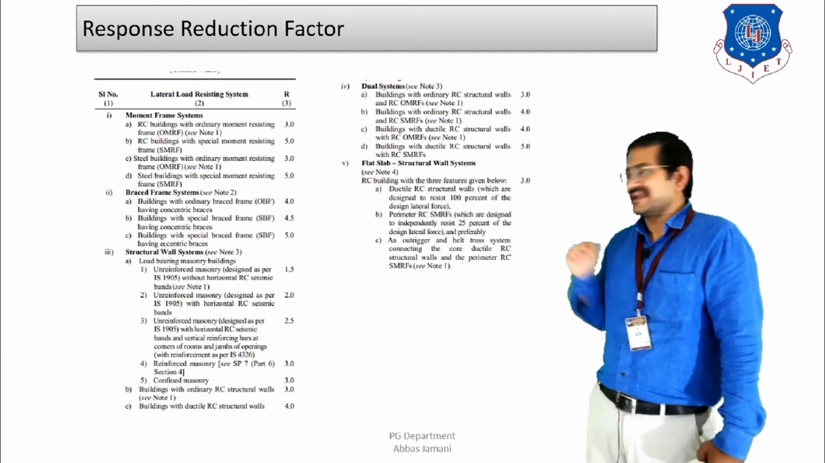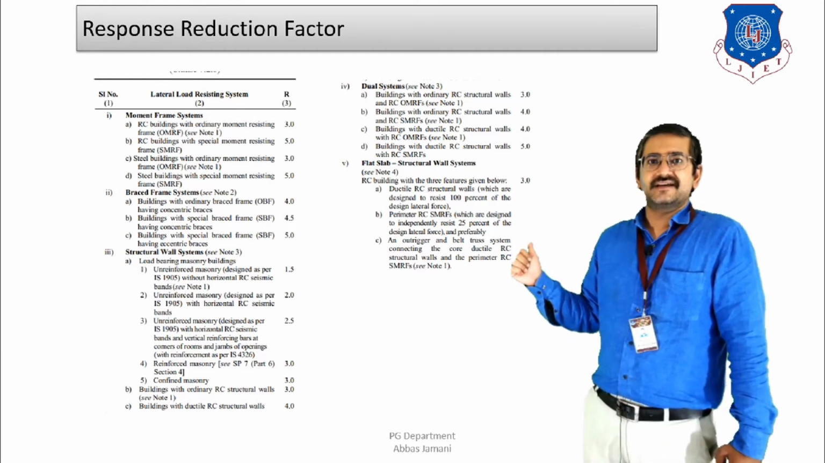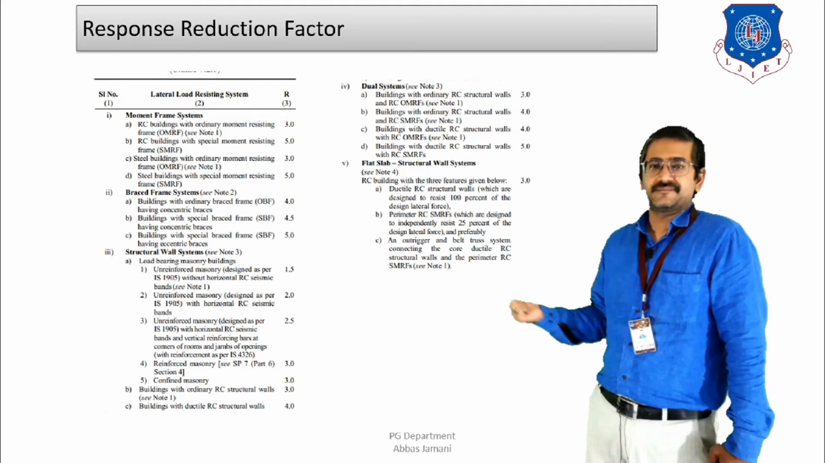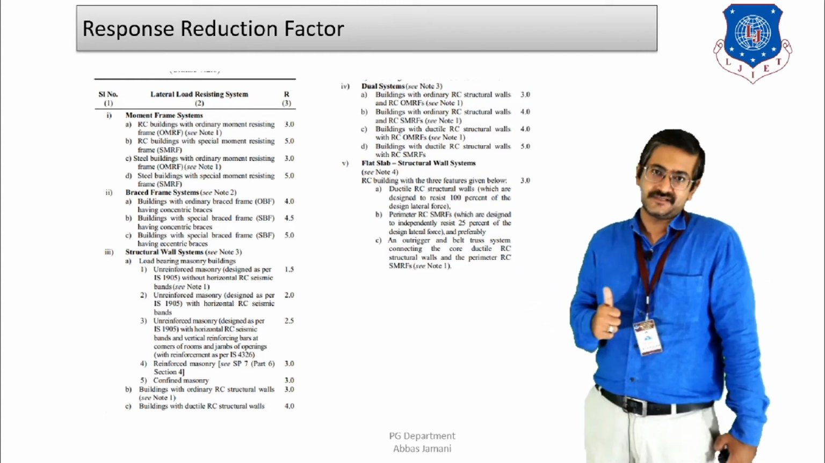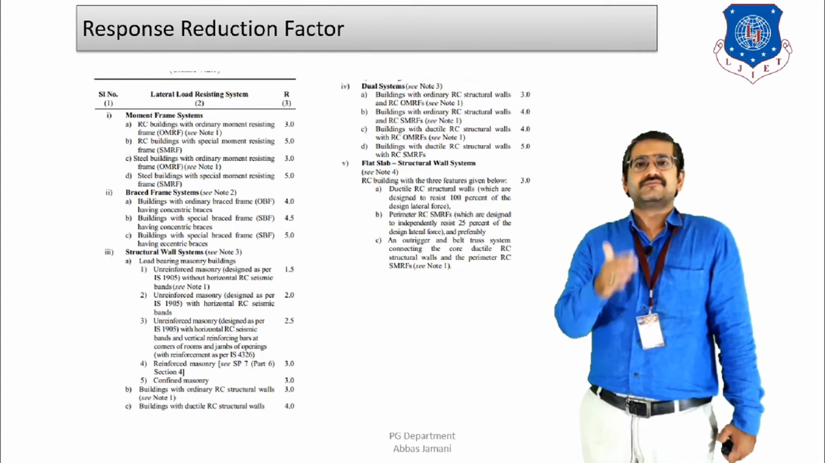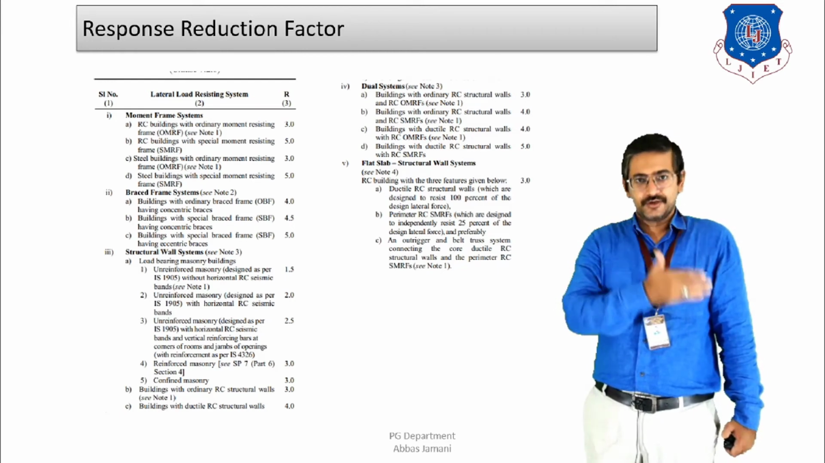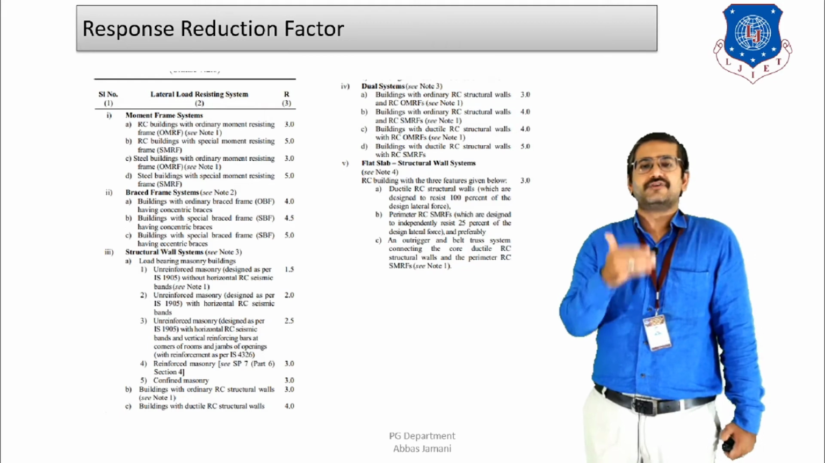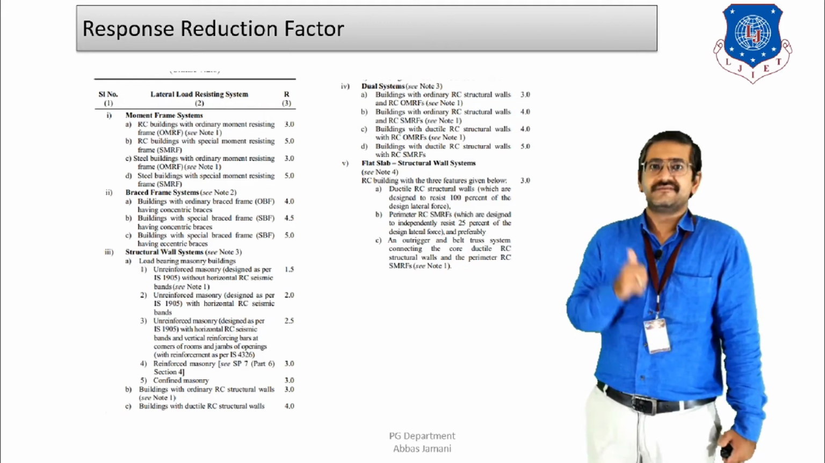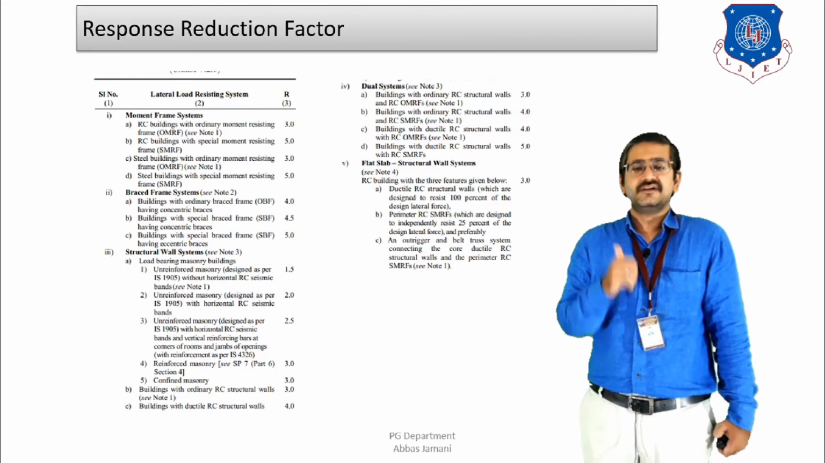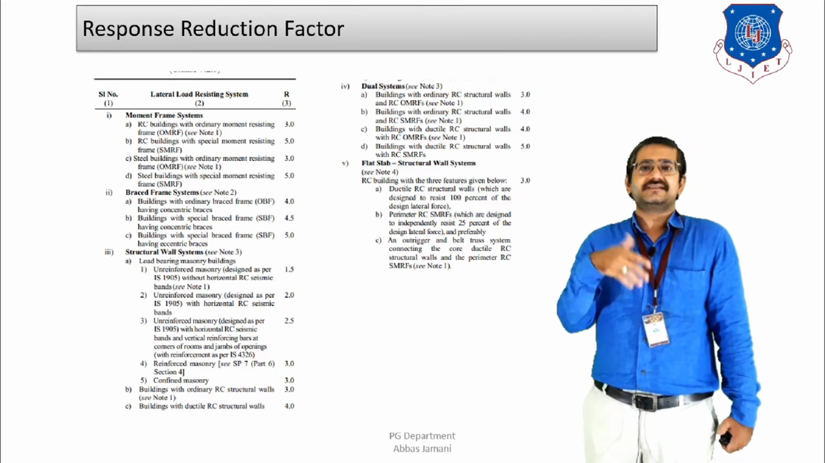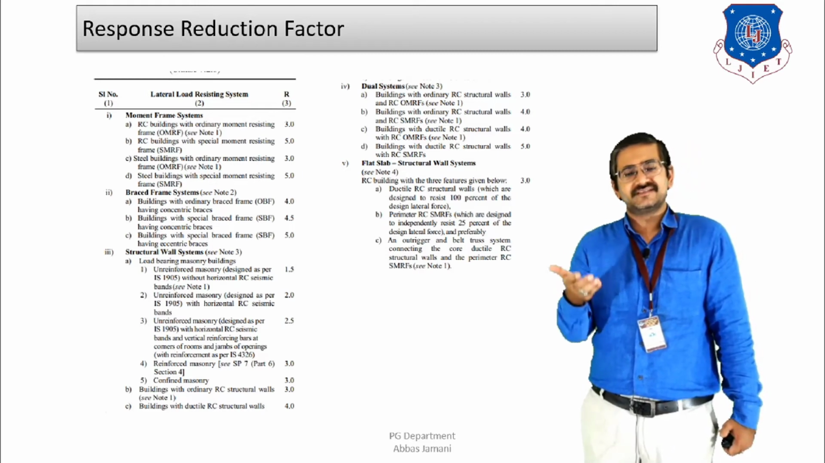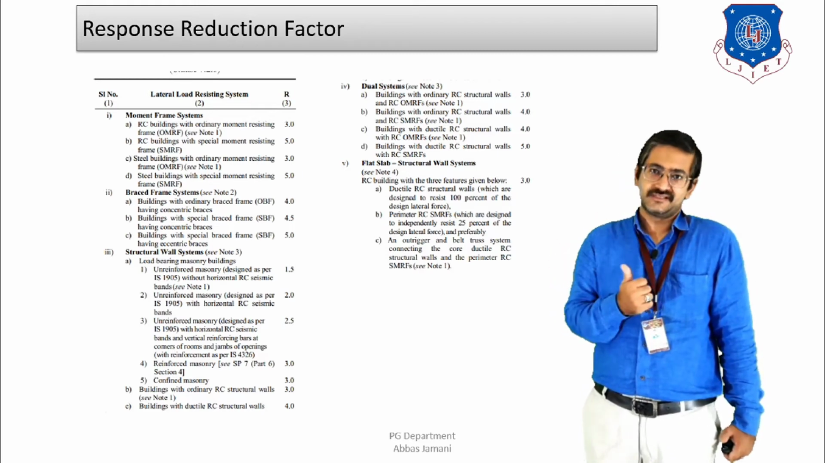Now, broadly 5 categories are mentioned, where the first category is the moment frame system, second is the braced frame system, third is the structural wall system, fourth is the dual system, and last is the flat slab system. In the moment frame, braced frame and structural wall systems, 3 or 4 different cases are discussed. For example, whether the frame is an ordinary moment resisting frame or a special moment resisting frame, whether the braces are concentric or eccentric, whether the braces are designed as per the special moment resisting frame guidelines or the ordinary moment resisting frame guidelines, right?